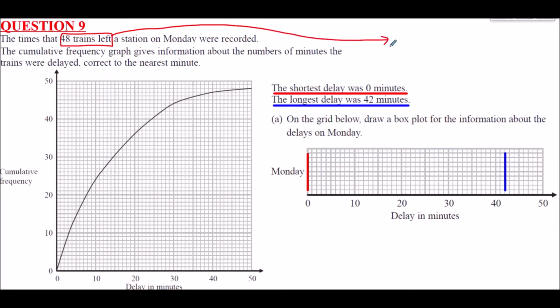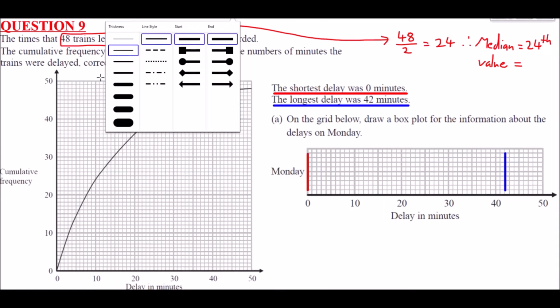So median means halfway. So we half this number of values. 48 divided by 2 is 24. So therefore, median is the 24th value. And we find this by reading it off on the graph.